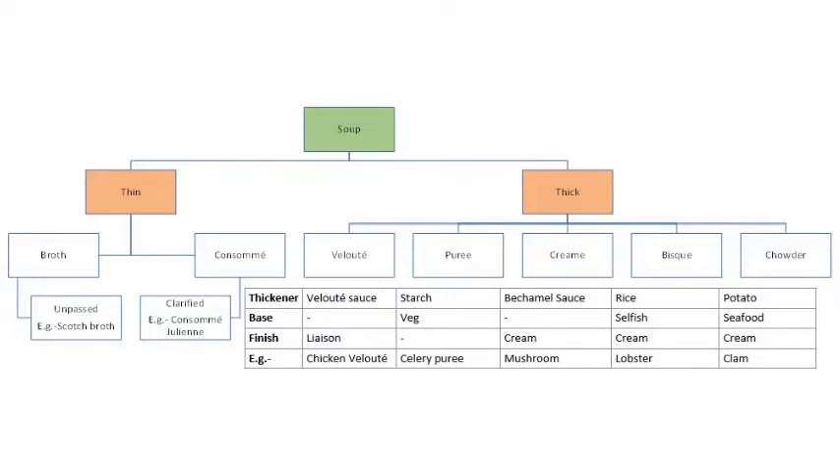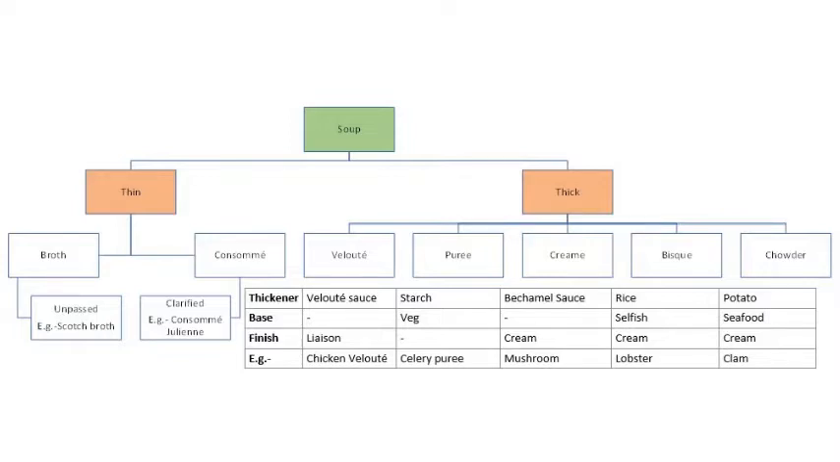Consomme is a very unique kind of soup which is made by simmering of the ingredients and it is then clarified. Clarification is the process of removal of sediments and fat particles using egg. An example of consomme is consomme julienne. Just for your information, consommes are generally named after its ingredients. Like if a consomme is garnished with juliennes of vegetables, it is called as consomme julienne.